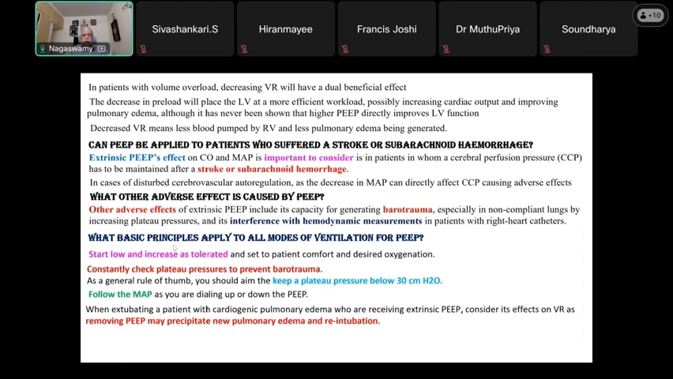And when extubating a patient with cardiogenic pulmonary edema who has received extrinsic PEEP to control the edema, consider the effects on the venous return, as the sudden removal of PEEP may precipitate a new pulmonary edema and may warrant re-intubation. So slowly wean from the PEEP. Do not suddenly decrease and extubate a patient who has been treated with PEEP for cardiogenic pulmonary edema. That is a very important precaution.